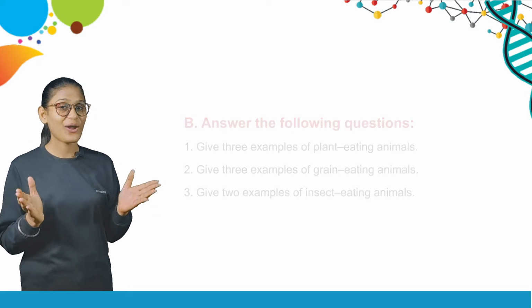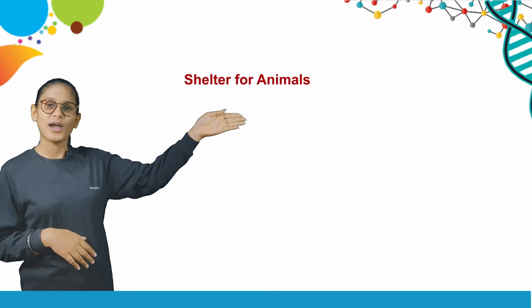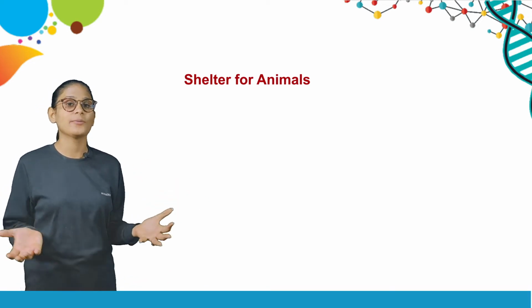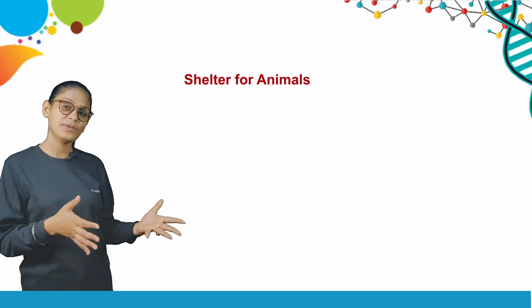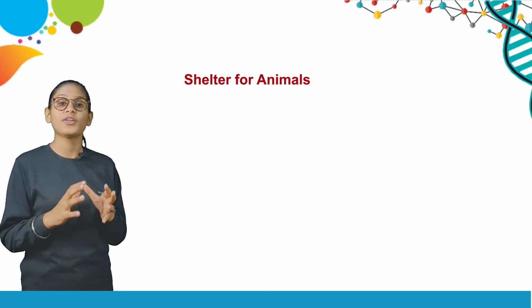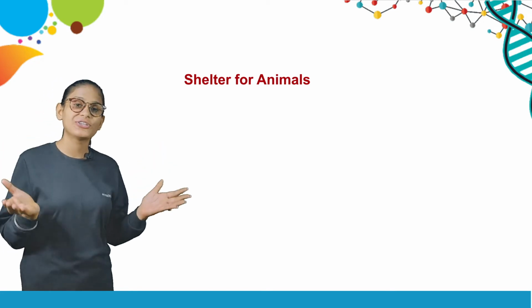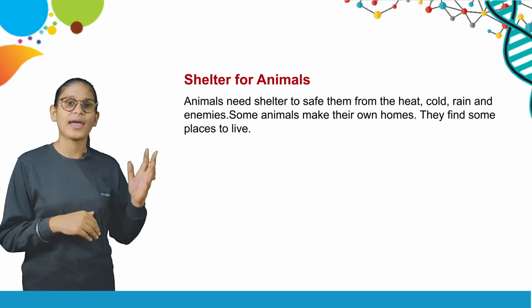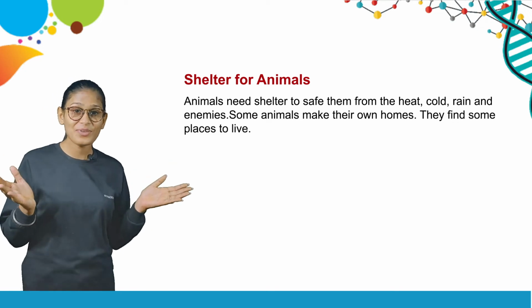Now we discuss about the shelter for animals. That means children, where do we live? In our home. Why do we live in our home? To save ourselves from the sun. Sometimes we feel hot, and then we switch on the AC at home. That's how animals also have a home. What do we call it? Shelter for animals. Animals need shelter to save them from the heat, cold, rain and enemies.